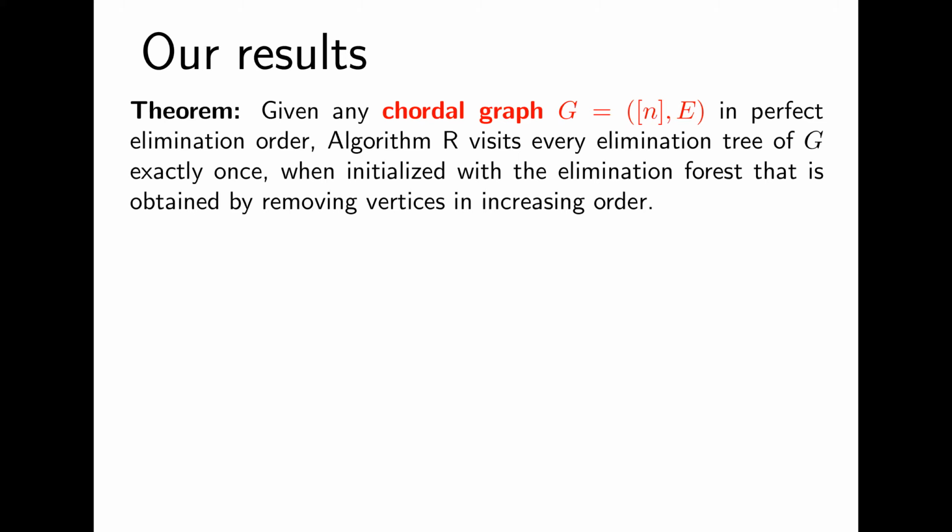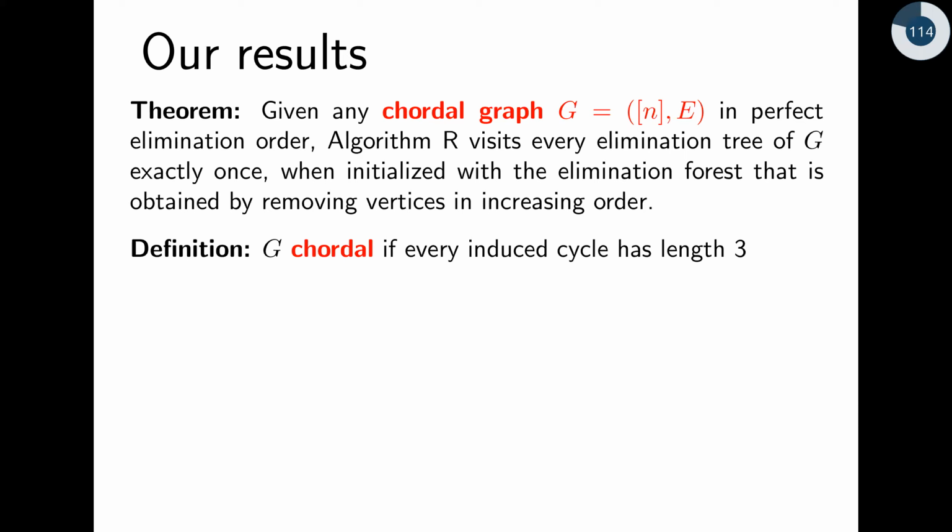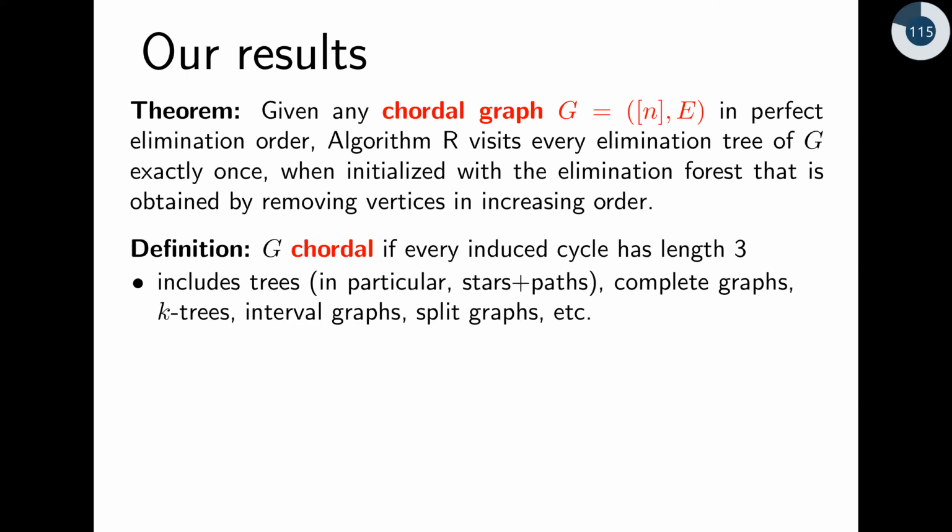Okay, there's a lot of definitions here, so let's go through them. Chordal graphs, this is probably familiar to some of you. A graph is chordal if every induced cycle has length 3, so no induced cycles of bigger length. This includes many interesting families, such as stars, paths, complete graphs, K-trees, interval graphs, and split graphs. So this in particular includes many of these special cases that I mentioned before. I mentioned complete graphs, which give you permutations. I mentioned paths, which give you binary trees. I mentioned stars, which give you partial permutations.